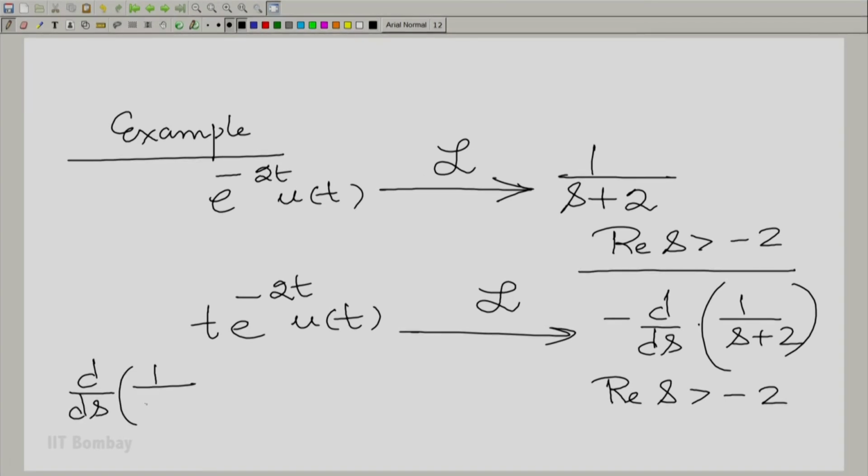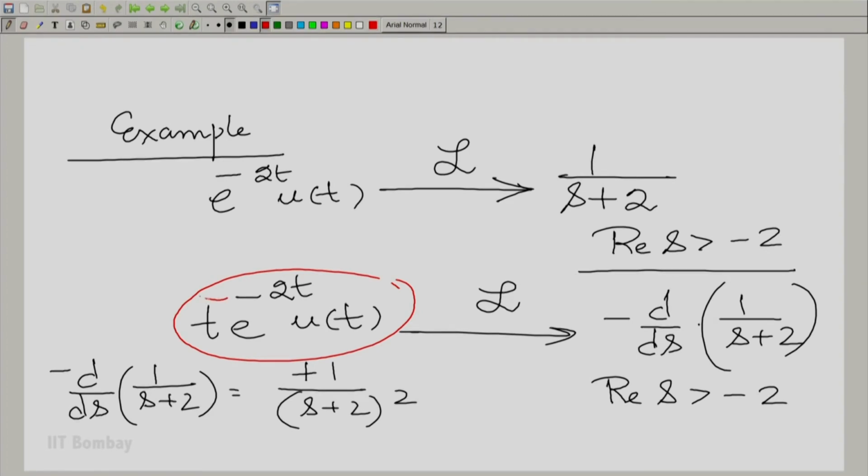What is this derivative? And then we need to multiply by minus 1. So, minus d/ds, so this becomes plus 1. So, very simple. That means the Laplace transform of this is 1 by s plus 2 squared.